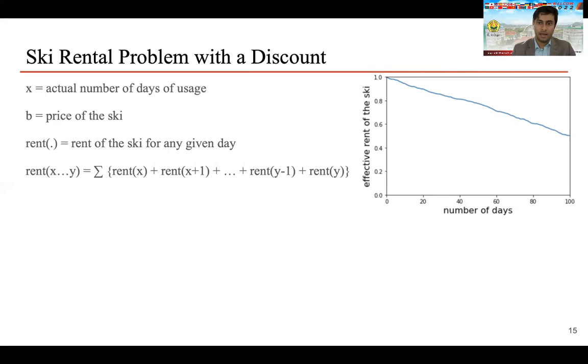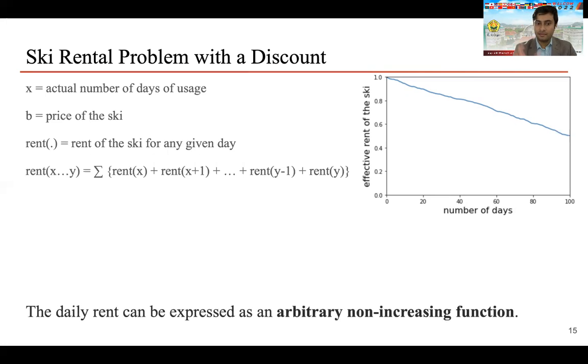The rent function can be expressed as any arbitrary non-increasing function. What it means is that the rent on the I plus 1th day is not going to be larger than the rent of the ith day. It can be either equal or it has to be smaller than that.